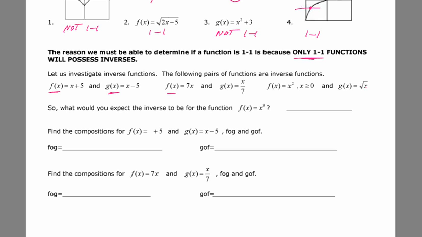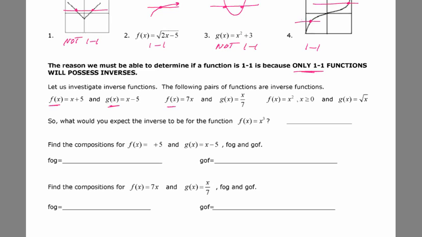Finally, the last two. We have to be careful. I've told you that x squared right here is a one-to-one function because I'm saying it has an inverse. But we just saw above that an x squared can't have an inverse because it's not one-to-one. It doesn't pass the horizontal line test.